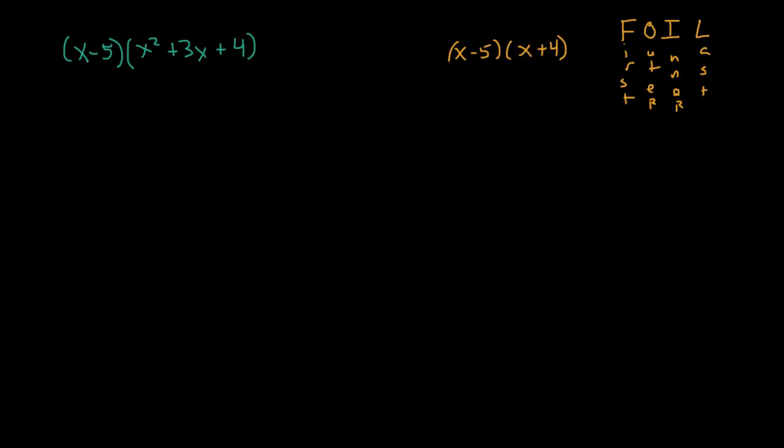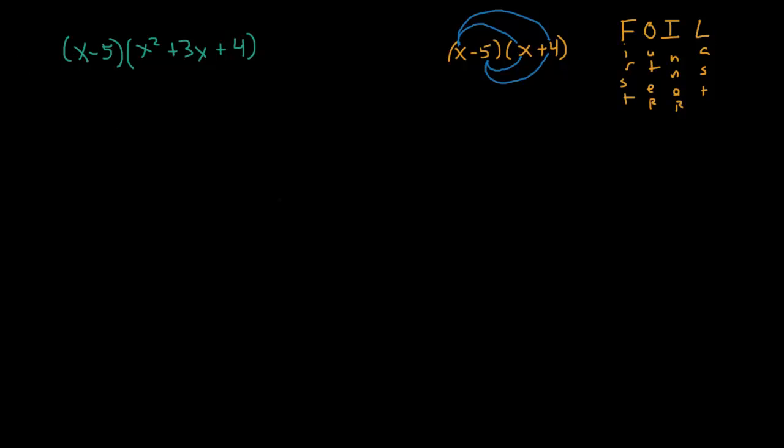Here, I'll go ahead and draw some curves here. Multiply these 2, and then you multiply the outer terms, then you multiply the inner terms, and the last terms. So you multiply x times x, then you multiply x times 4, then you multiply negative 5 times x, then you multiply negative 5 times 4. And then you add all those things together.